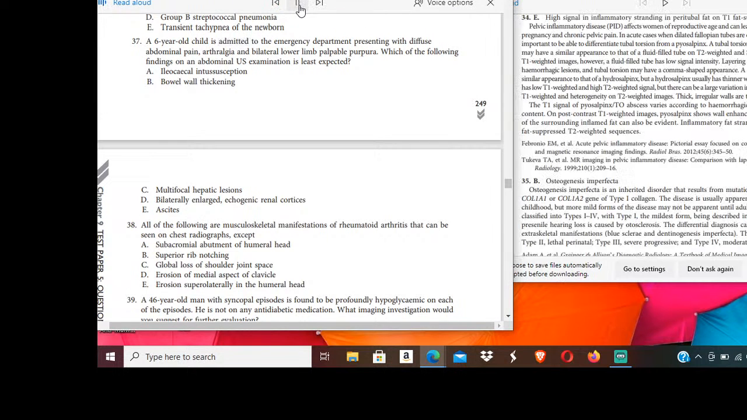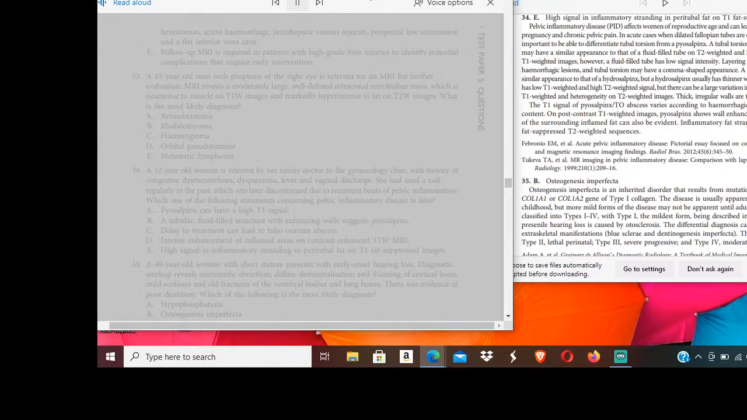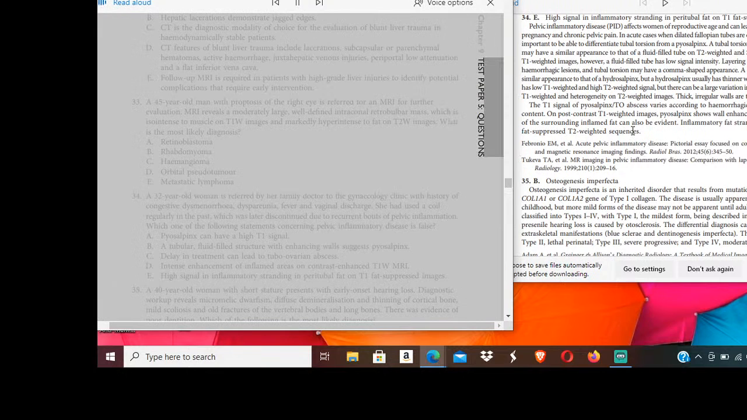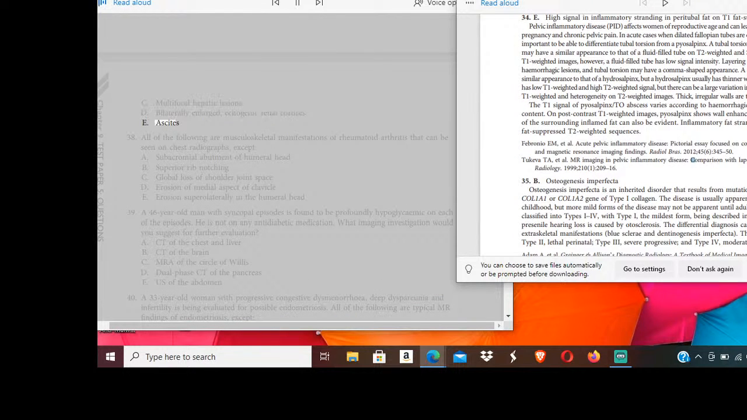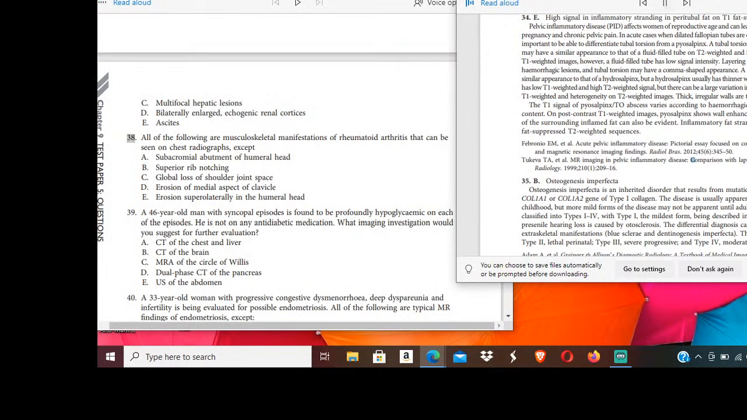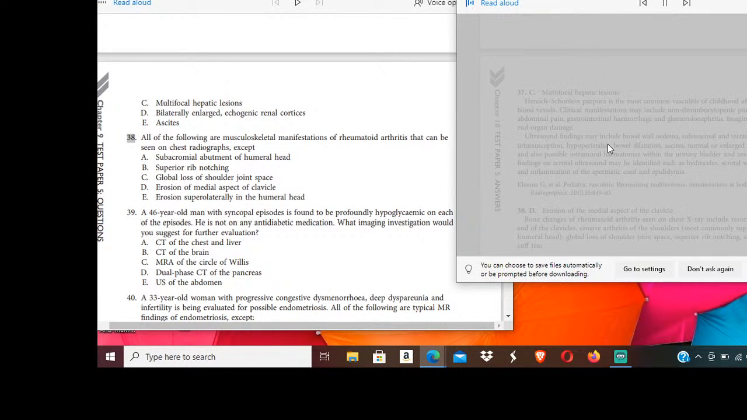37. A 6-year-old child is admitted to the emergency department presenting with diffuse abdominal pain, arthralgia, and bilateral lower limb palpable purpura. Which of the following findings on an abdominal US examination is least expected? A. Ileocecal intussusception B. Bowel wall thickening C. Multifocal hepatic lesions D. Bilaterally enlarged, echogenic renal cortices E. Ascites.